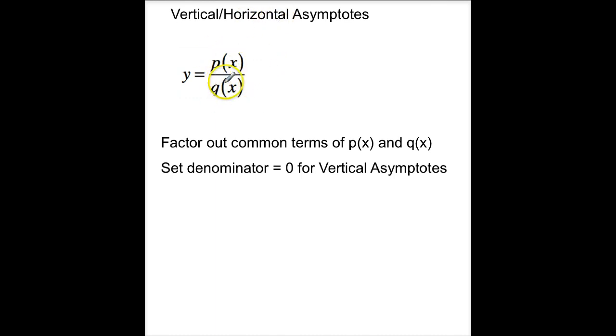Now, anything that crosses out whenever you have a zero in the denominator, that's going to be a hole. Once you've factored all the common terms out, you're going to set q equal to 0. And this will give you your vertical asymptotes.